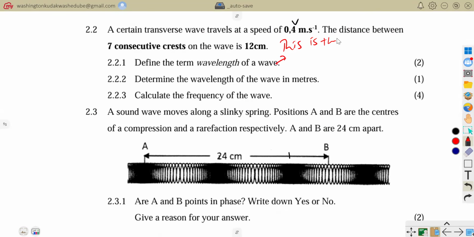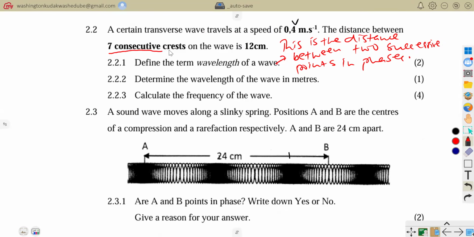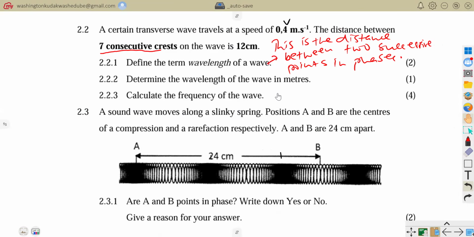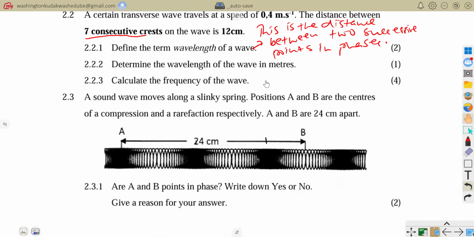This is the distance between 2 successive points in phase. That's the reason why here we are given what? 7 consecutive crests. So let me draw that so that we can answer the following questions. I'm sure it has to do with those 7 consecutive crests.